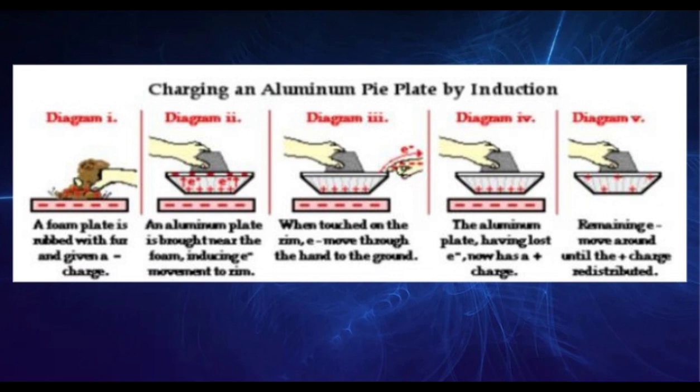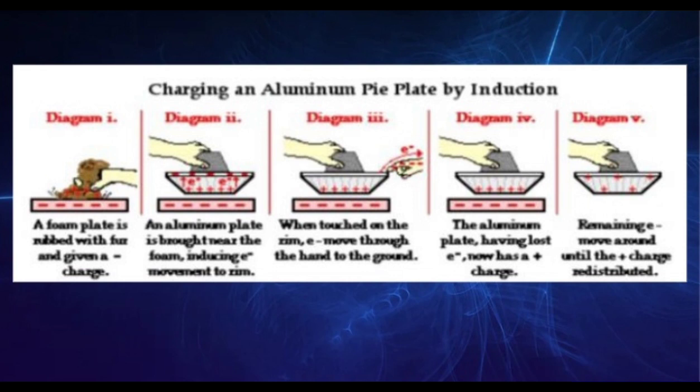And now we have here the last diagram, the fifth diagram. So we can see that the foam plate has been removed. What will happen if the foam plate is removed? The excess positive charge becomes distributed about the surface of the aluminum plate in order to minimize the overall repulsive forces between them. In addition, we have here important information.